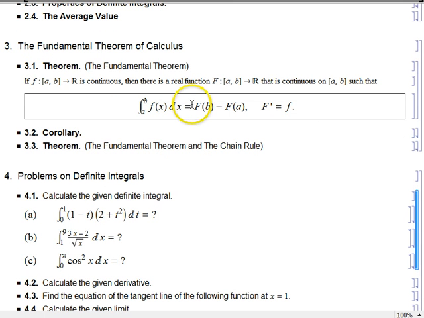Now that we went through definite integral and the fundamental theorem of calculus, let's do a couple of exercises to calculate the definite integral. Let's calculate this definite integral. How do we do that? Well, let's calculate antiderivative, capital F of t, and plug in t equals 1, plug in t equals 0, and subtract one from the other, just like what this fundamental theorem says.